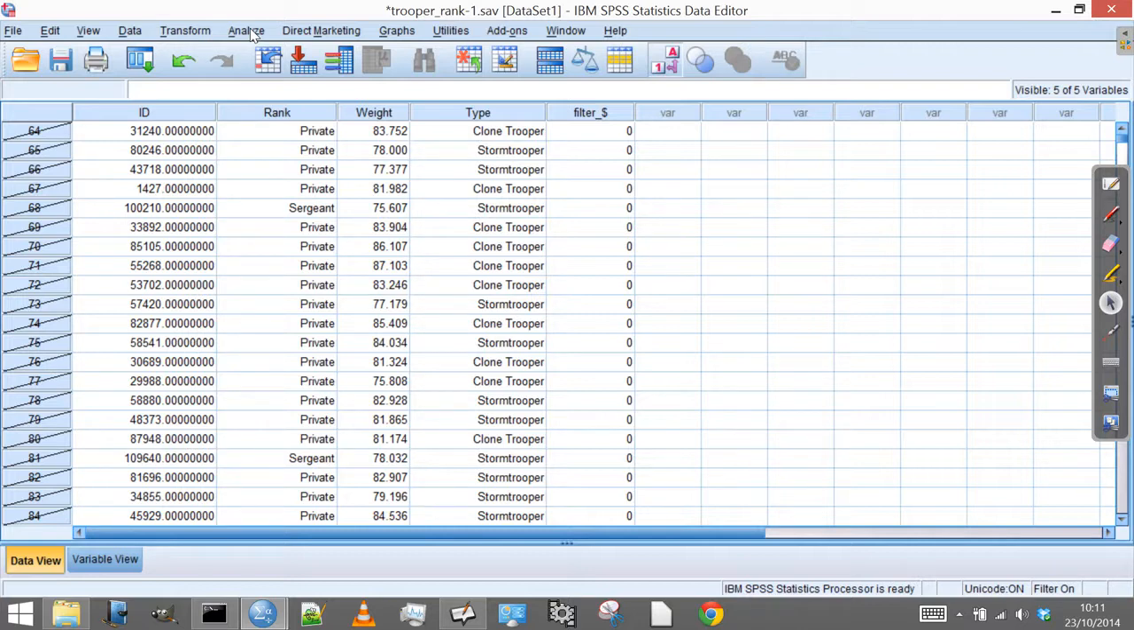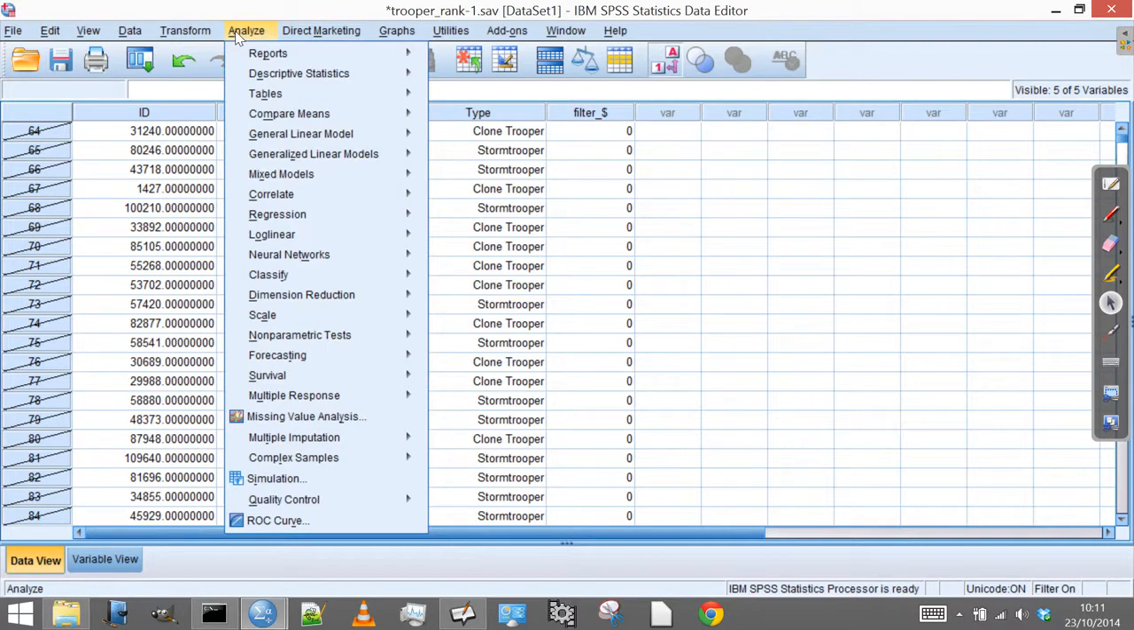So we've now randomly sampled our data, so the weights of these two groups. And then if you remember with SPSS, there's this analyze menu. Analyze is where most of the functionality sits. So if we want to do some kind of test, the first port of call is the analyze menu. And we've already stated that we're going to use an independent samples t-test.